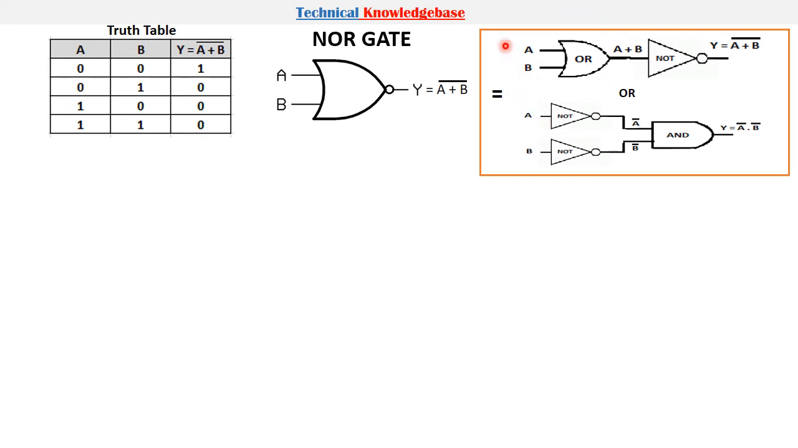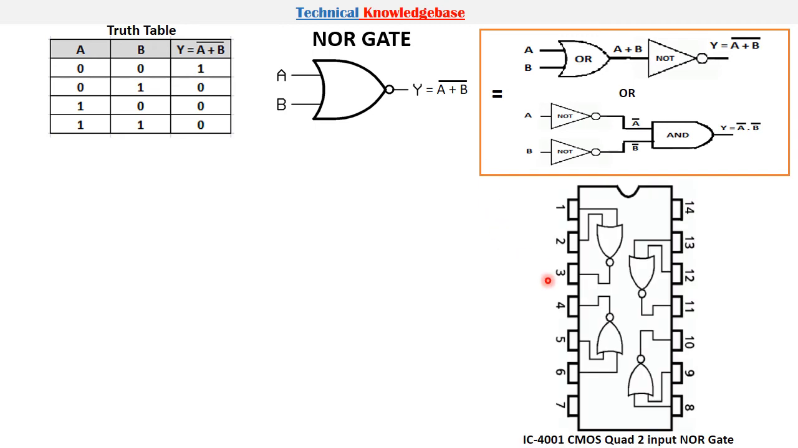This is a representation made for the NOR gate design. We can design a NOR gate using OR and NOT, or NOT of AND. So both representations are made for the NOR gate design. The IC 4001 CMOS dual 2-input NOR gate is used in electronic circuits as a NOR gate. So here there are two inputs and one output.